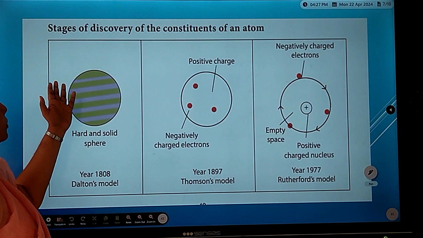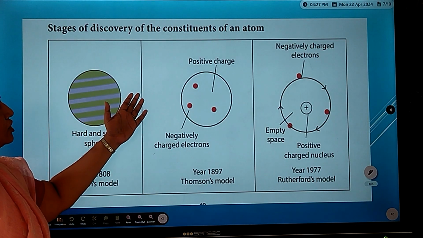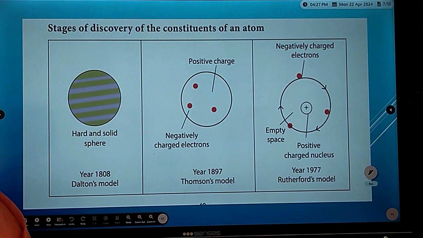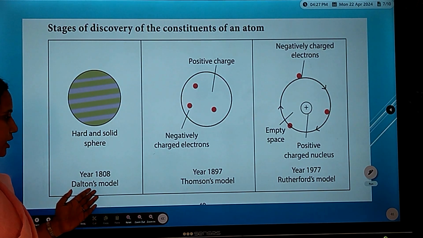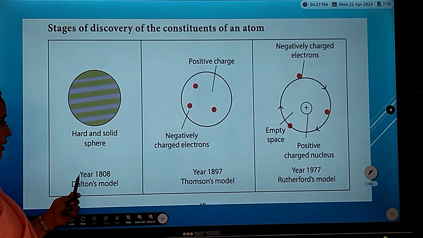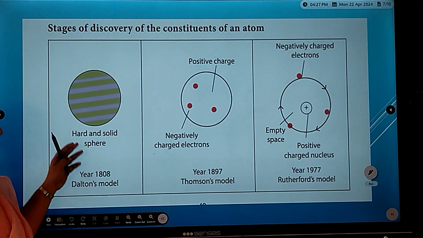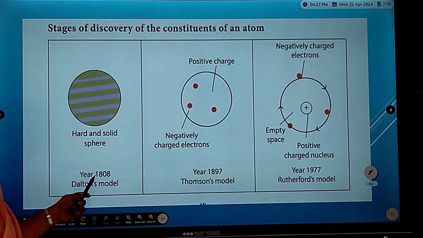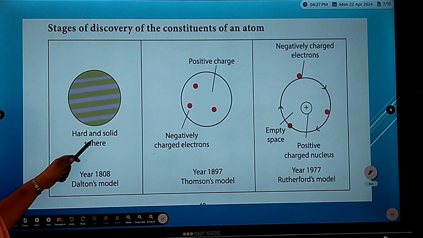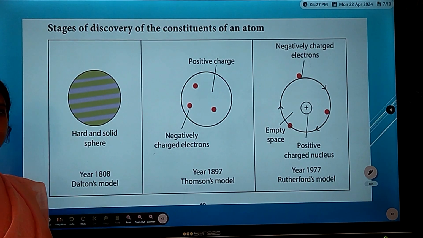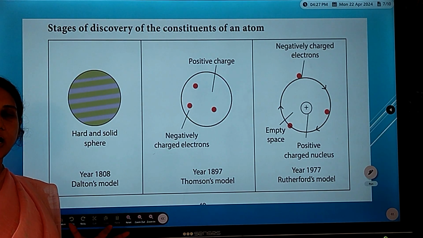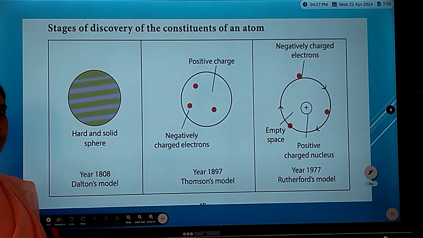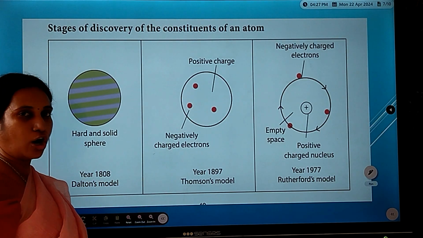So, I will show you the stages of discovery of the constituents of an atom. According to Dalton's model, he proposed a theory in the year 1808. Okay, it's a short recap of the 3 theories, children. In the year 1808, in Dalton's model, he proposed that the atoms were hard and solid, and spherical in shape. Isn't it, children?